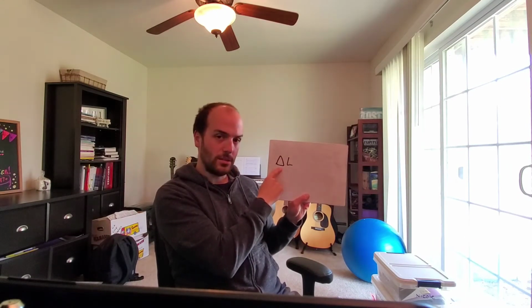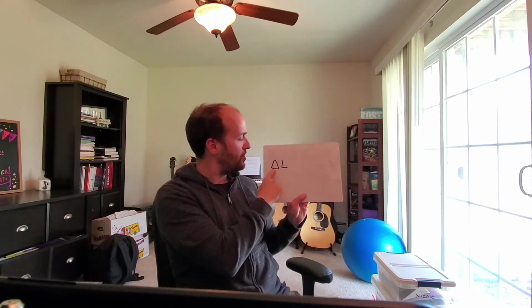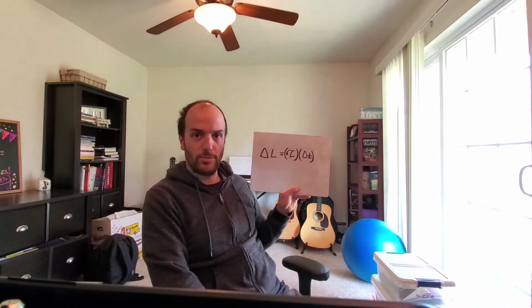Okay, so let's get into an equation here. We start with the idea that angular impulse is a change in angular momentum. Remember, our symbol for angular momentum is the capital L, and we have this symbol delta to represent a change. So it's a change in angular momentum. We say that's equal to the torque acting on the object times the amount of time that the torque is acting on the object.